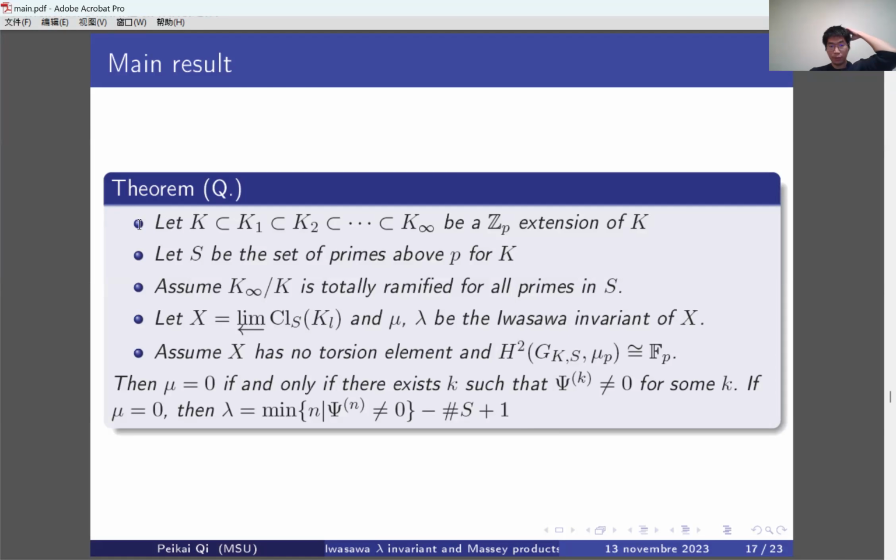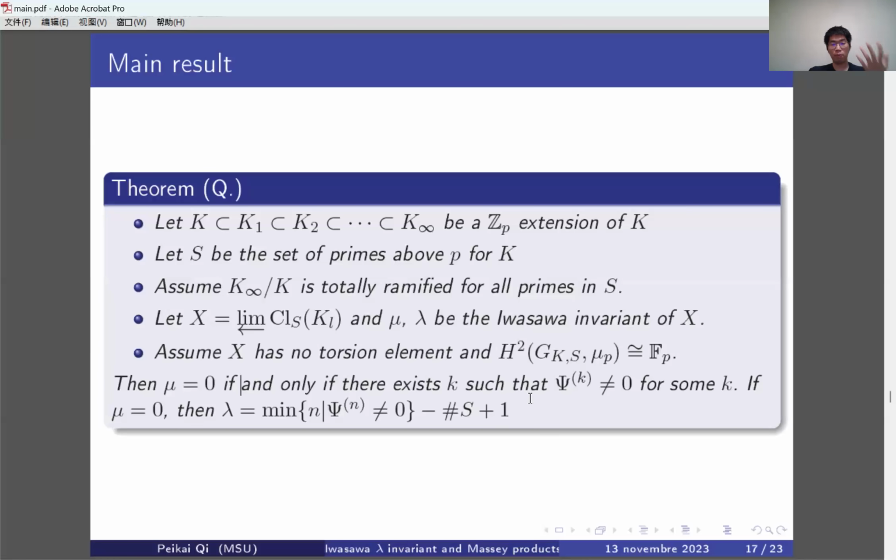So here, the above item is just some condition. The key here is that μ is 0 if and only if there exists some integer k such that the generalized Bockstein-type map is non-zero. And I didn't say anything about when μ is non-zero. So if μ is 0, we can recover the information about λ. If μ is non-zero, we can't recover the information about λ by our strategy.